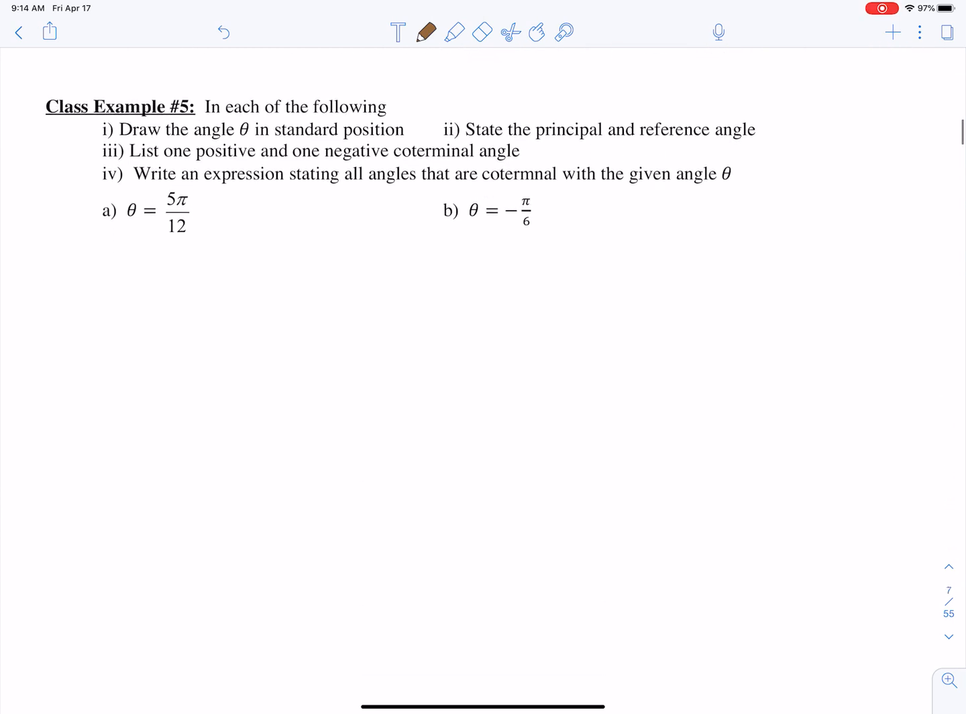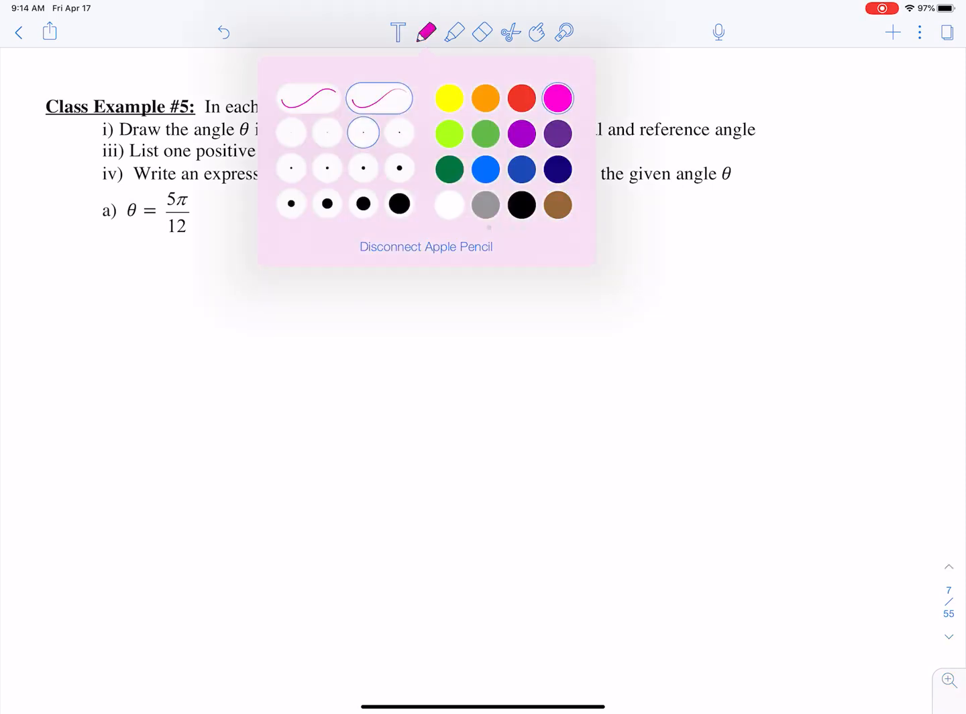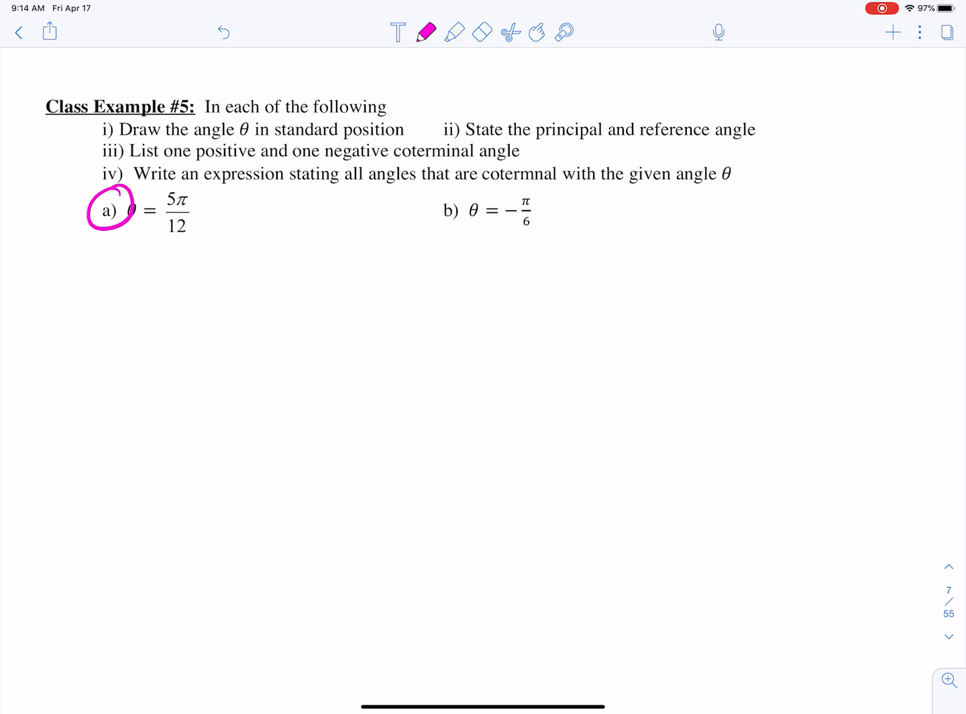All right, let's try an example here. Draw the angle in standard position. State the principal and reference angle. List one positive and one negative coterminal angle, and write an expression stating all angles that are coterminal with the given angle. All right, so 5 pi over 12. That is in quadrant 1. And you're saying, how do I know that?